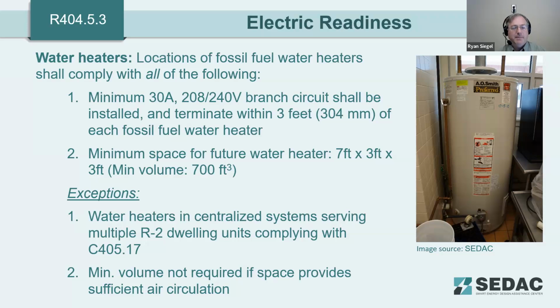I do have a couple of exceptions here. So if you have R2 dwelling units, looking over at the commercial provisions, if you're in R2, the minimum volume is not required if you do have sufficient air circulation. So you might have to bring ductwork. If you do want to put it in a little closet, that is allowed, but you do have to make provisions for that air circulation for the future heat pump.